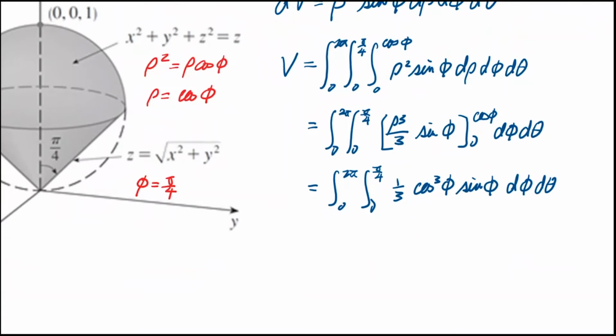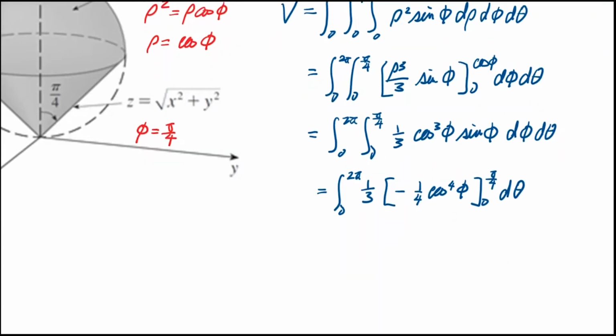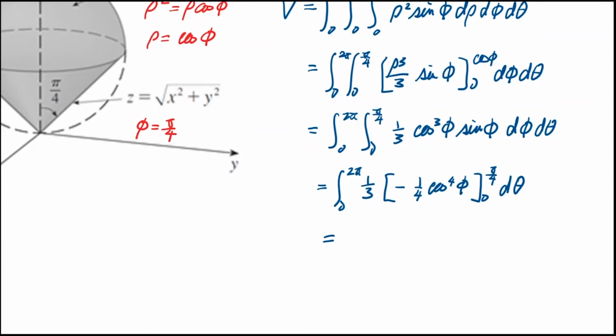And could we do this in our head? Okay, so we have 0 to 2 pi, and then we'll have 1/3. Good. And this is just u du. All we need is a negative sign, and then cosine to the fourth phi, therefore 1/4, from 0 to pi over 4. How about that? Good? With me?